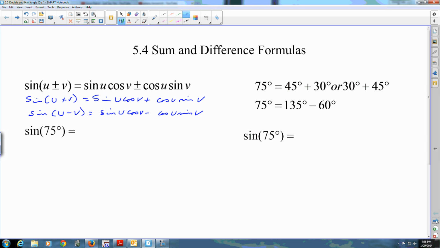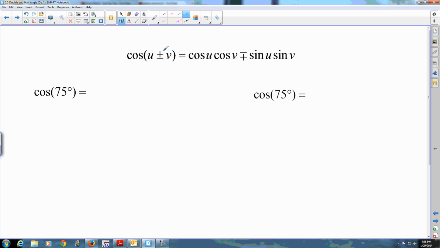Okay, just jump ahead real quick so you see it. This one, if you're adding, you subtract. And if you're subtracting, you add. Okay, so that's the two formulas.